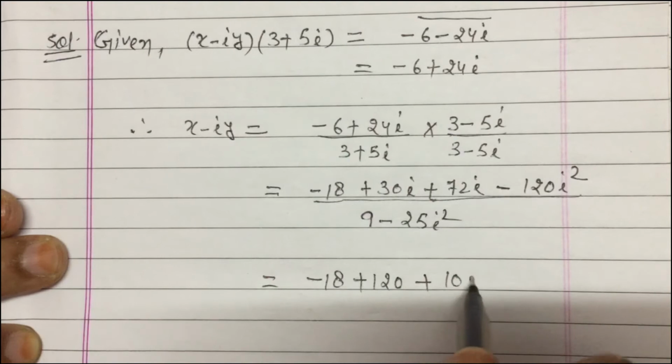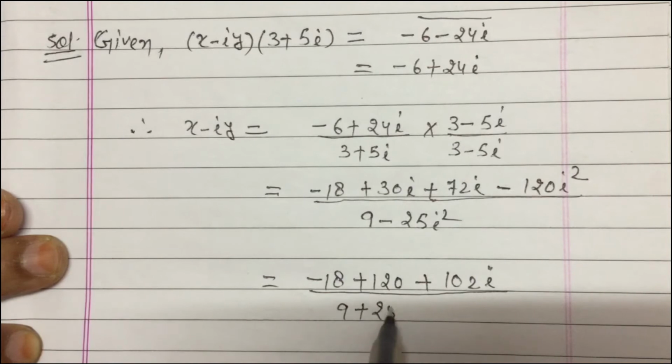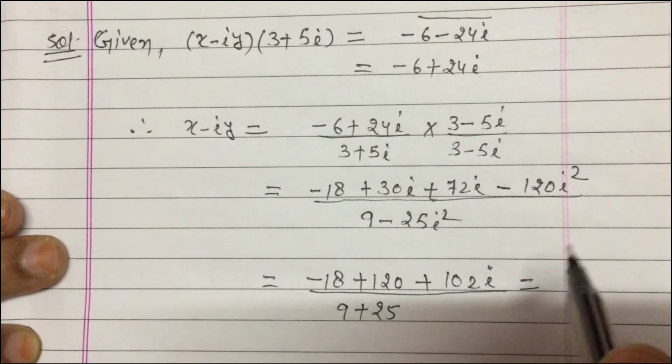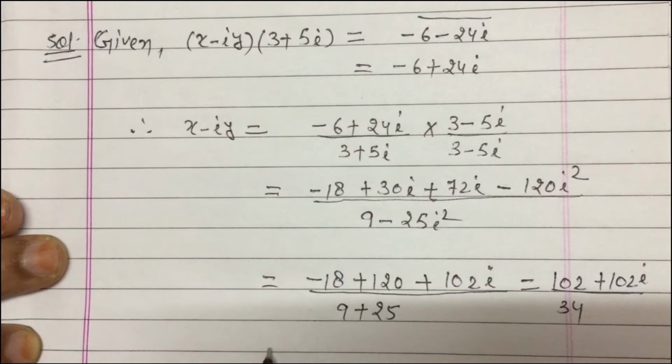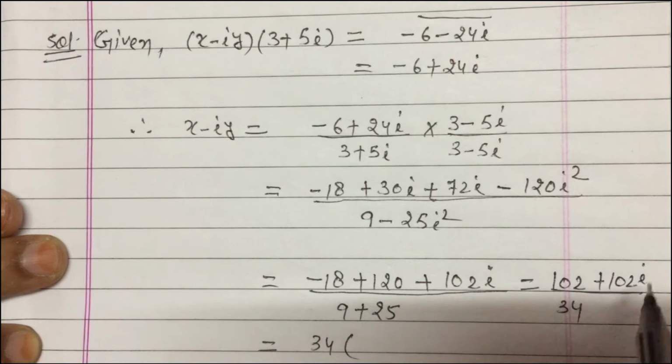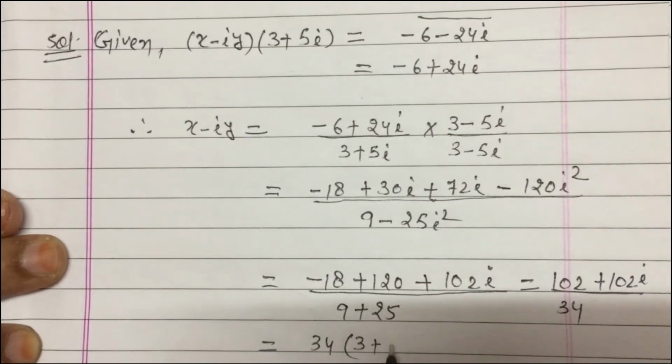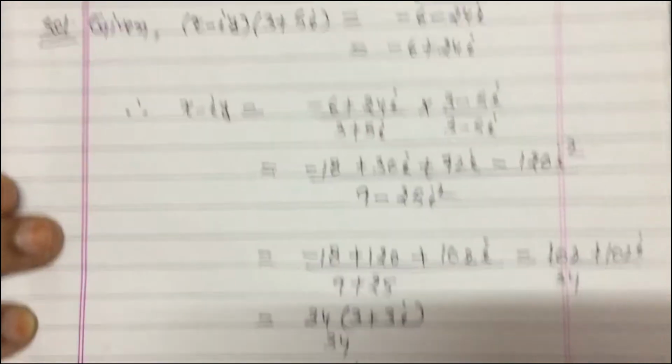It is 102i. Here 9 plus 25. Since i square is minus 1, it becomes plus. When you simplify, you will get 102 plus 102i, and here it is 34. Now see that 34 is common, so here you will get 3 plus 3i. The 34 will cancel, so finally it is 3 plus 3i.